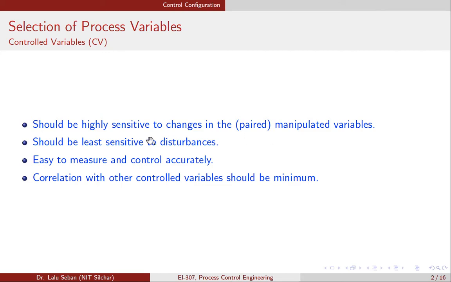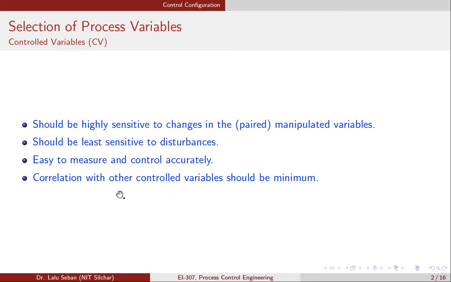Now, among the inputs, there are two kinds of inputs. One is the manipulated inputs, and the other one is the disturbance or load. Now, it is also very important that the selected control variables should be least sensitive to the disturbances. It is very straightforward. Now again, it is very important that the control variables should be easy to measure and control accurately. Also, the correlation with other control variables should be minimum.